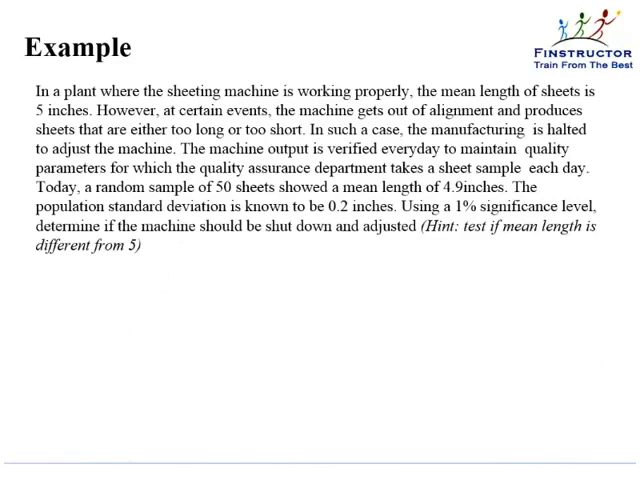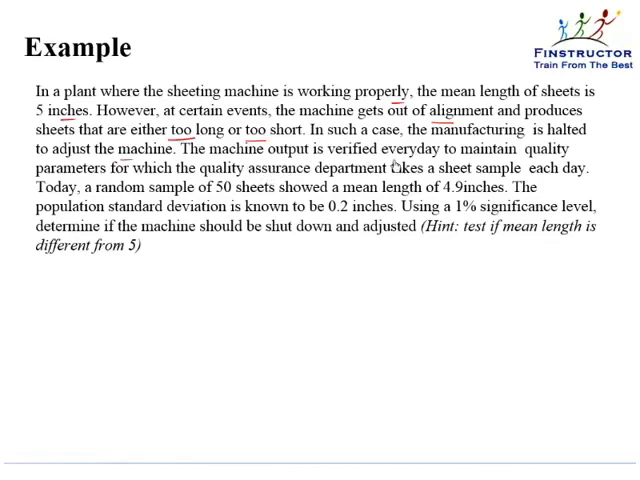Let's do one last example and cement the concept of conducting a Z-test or a hypothesis test. In a plant where the sheeting machine is working properly, the mean length of sheets is 5 inches. However, at certain events, the machine gets out of alignment and produces sheets that are either too long or too short. In such a case, the manufacturing is halted to adjust the machine.